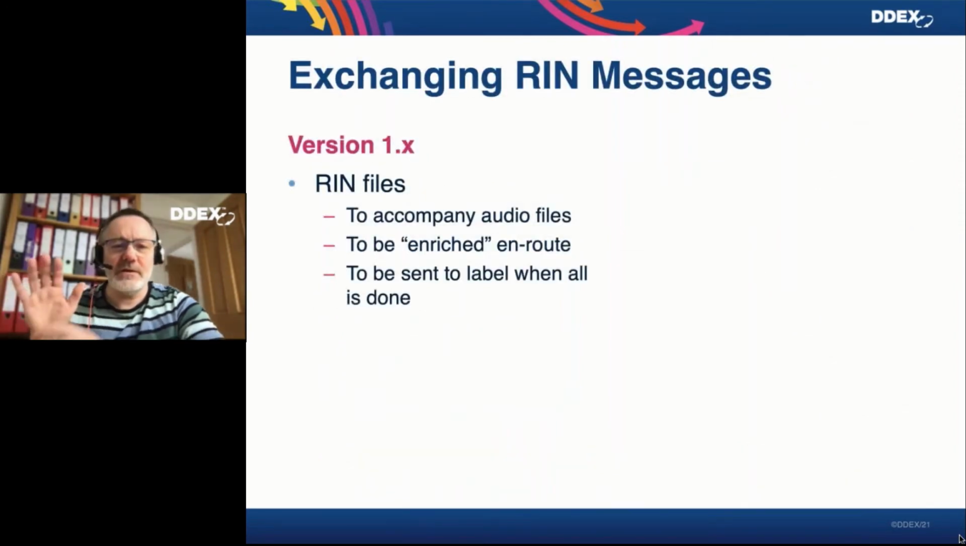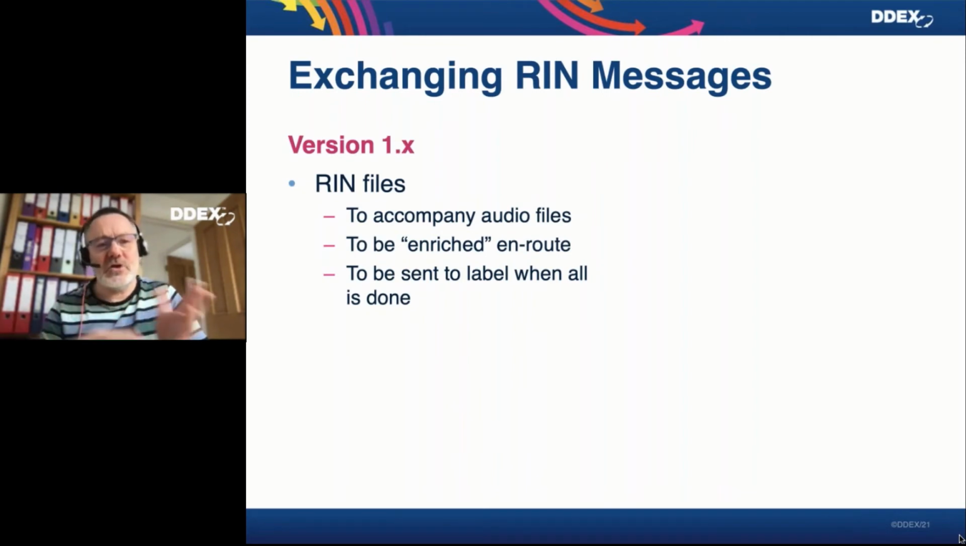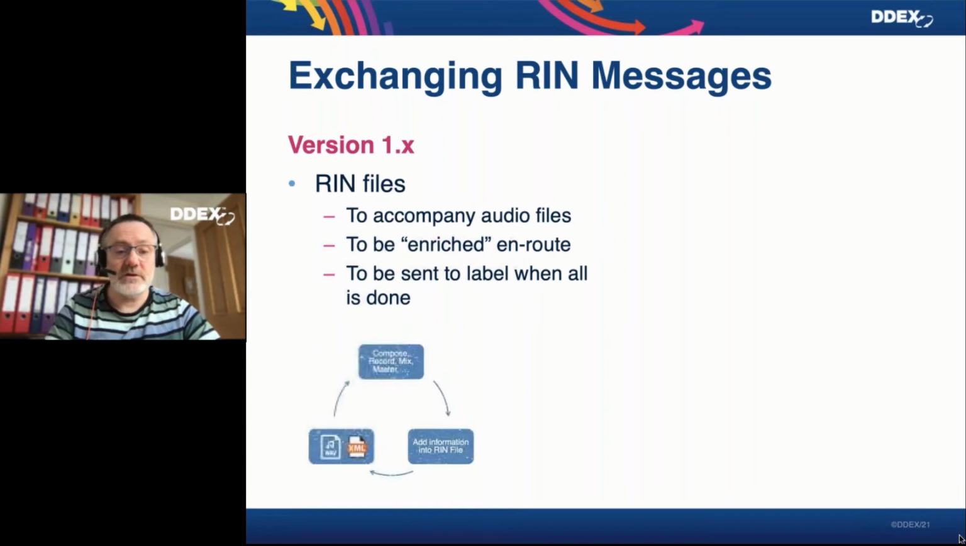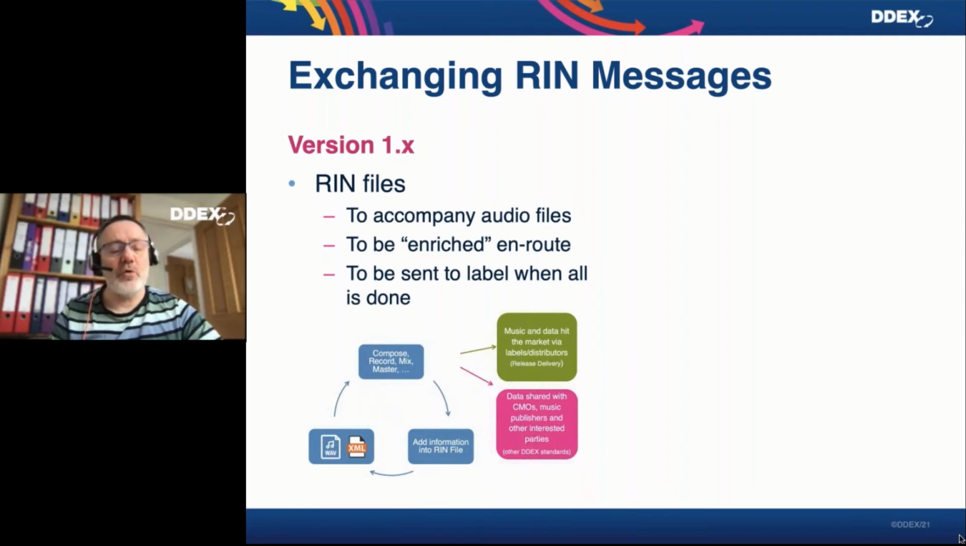So let me just highlight this change that we've done. In version 1, we have RIN files accompanying audio files. These RIN files get enriched en route and are to be sent to a label when all is done and dusted. That's this diagram. And when all is done and dusted at the end, the information then flows into the supply and value chain.